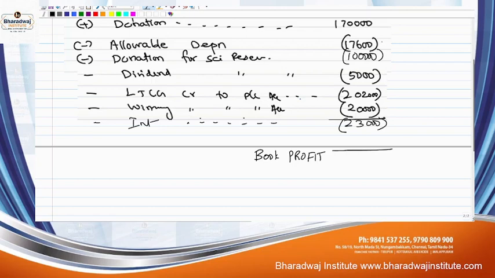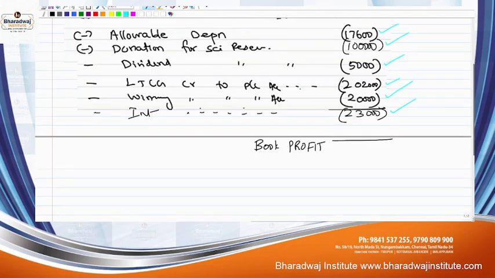So we reduce allowable depreciation. Then donation for scientific research is allowed. Dividend is taxable in income from other sources. Long-term capital gains credited to P&L account is going to the capital gain chapter. Winnings go to income from other sources. Interest on government securities is taxable under income from other sources. Eliminate it, you will get book profit.